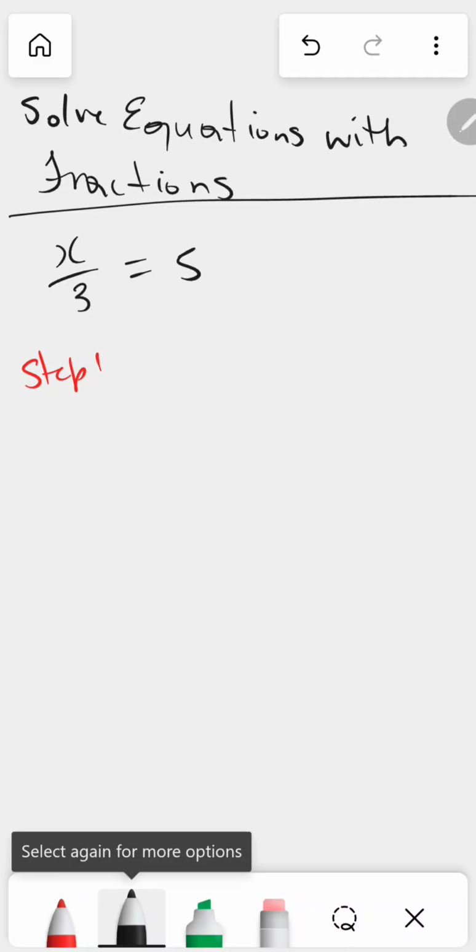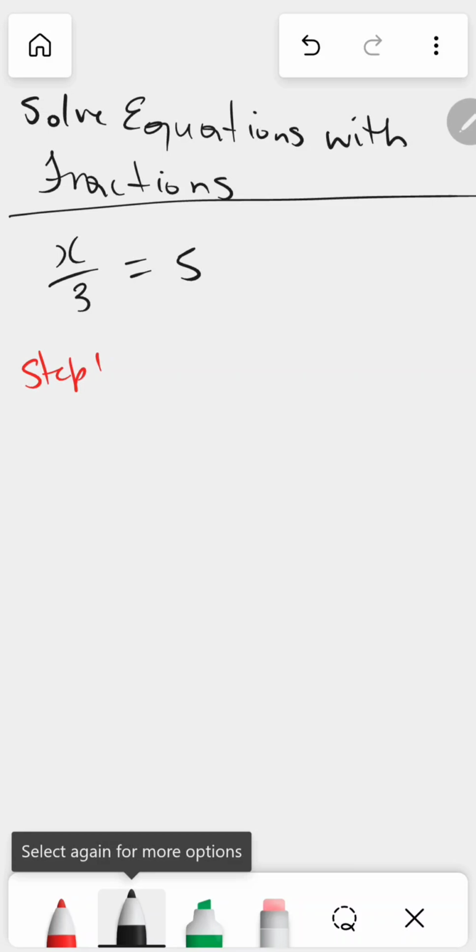If you have been following this series, you would have already learned how to solve simple equations, expand brackets, collect like terms, and solve equations with variables on both sides. And for today, we will be looking at how to solve equations with fractions. So it's equations with fractions.